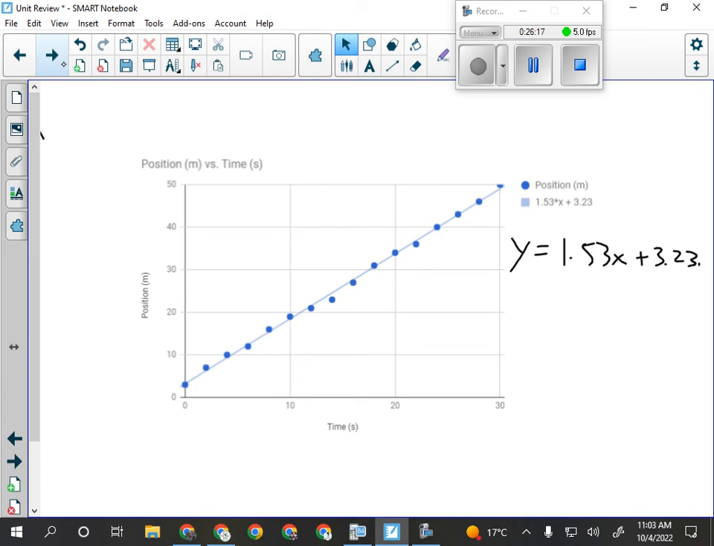Be on the lookout for that because a vector could be on the y-axis. How long would it take this object to reach a position of 75 meters?